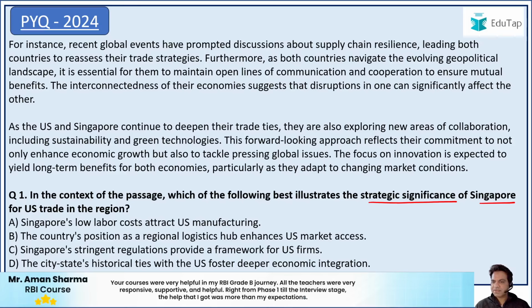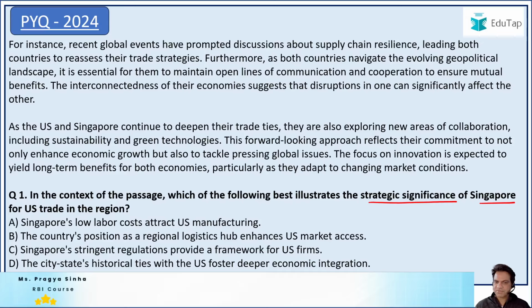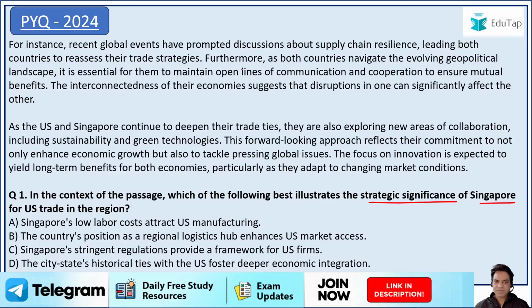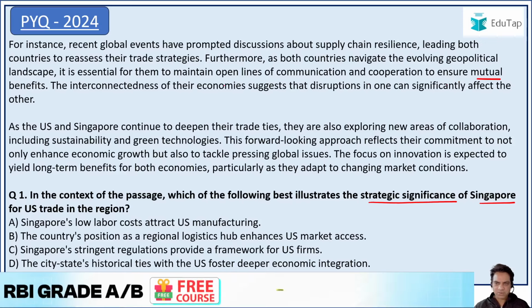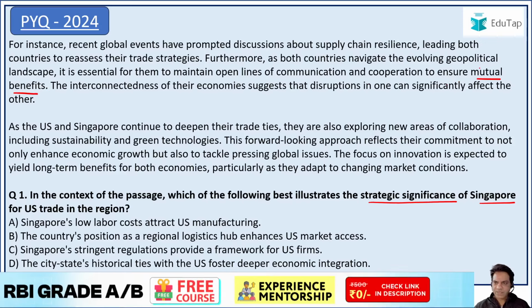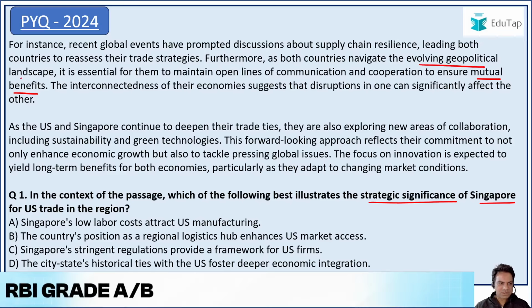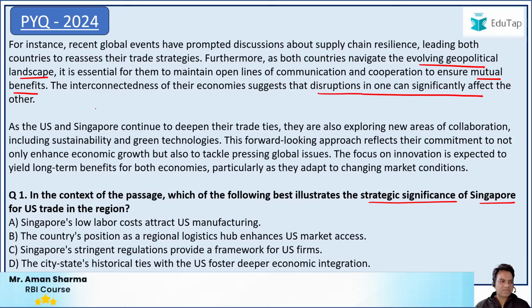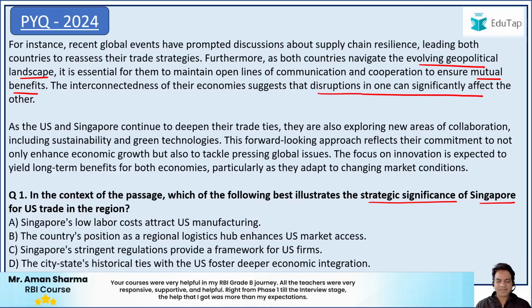Furthermore, as both countries navigate the evolving geopolitical landscape, it is essential for them to maintain open lines of communication and cooperation to ensure mutual benefits. So that's what the point is. That's why they need to keep the communication open. The interconnectedness of their economies suggests that disruptions in one can significantly affect the other. So that is how close the two economies are.